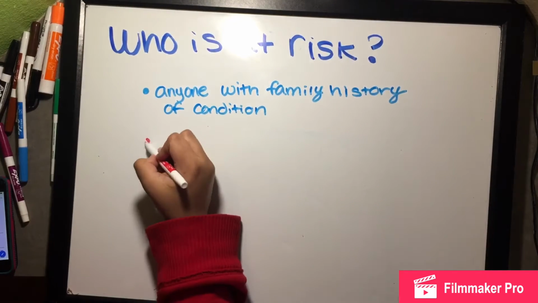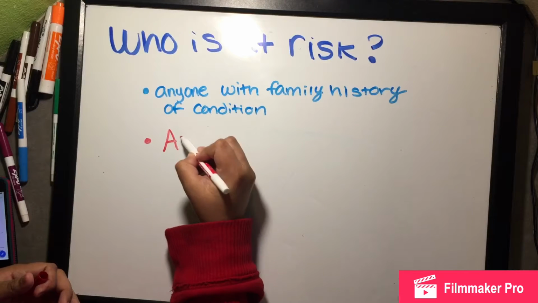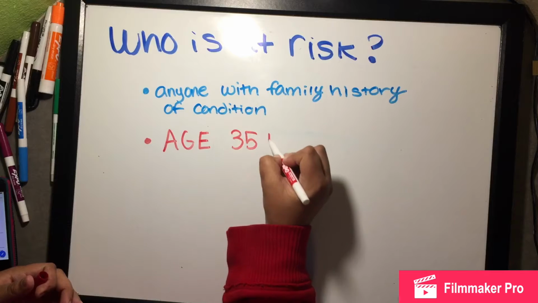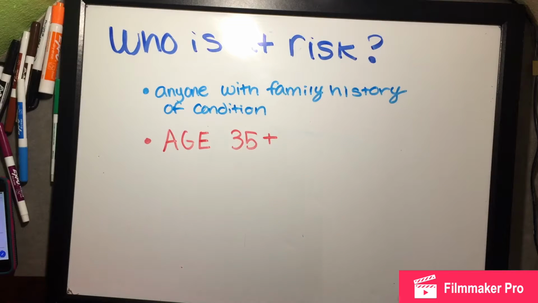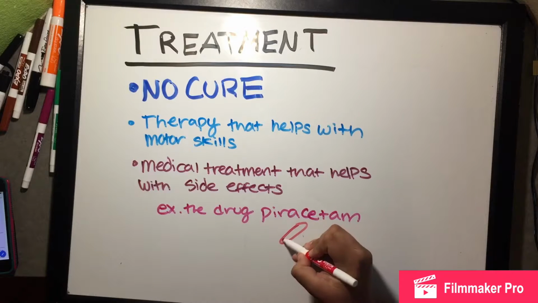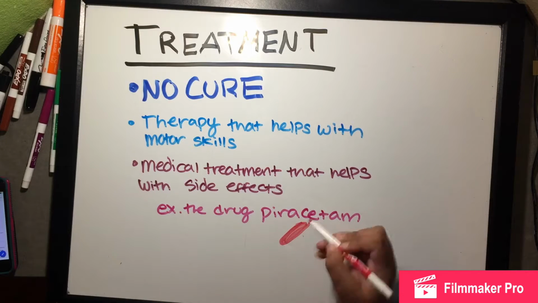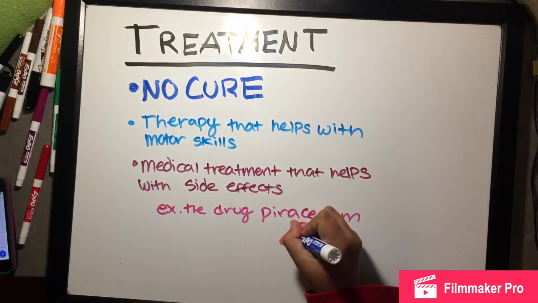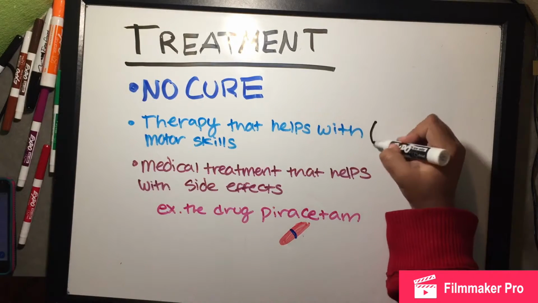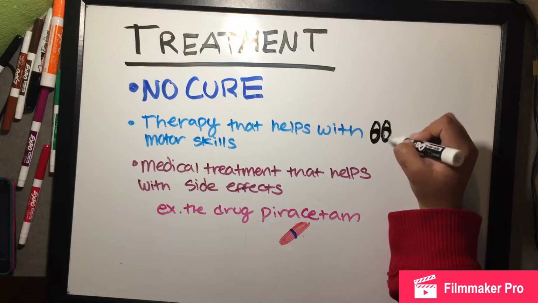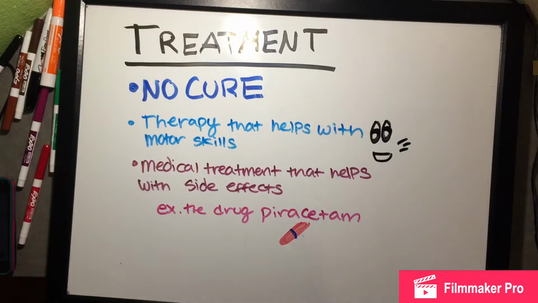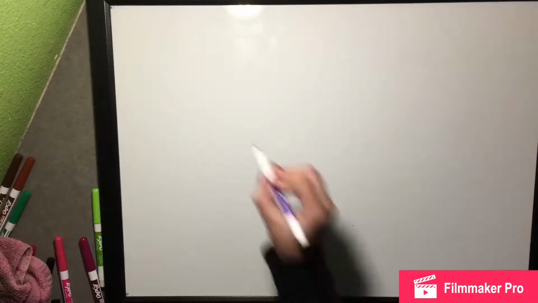Who is at risk? Anyone with family history of Down syndrome is at risk. However, also babies whose mother is older than 35 are at higher risk of getting Down syndrome. Sadly, today there's still no cure for Down syndrome, but there is therapy that helps with motor skills, such as speech, vision, and all that. They also use medical treatment that helps with the side effects. They use a drug called paracetamol that helps the mind focus and the brain to understand and learn.